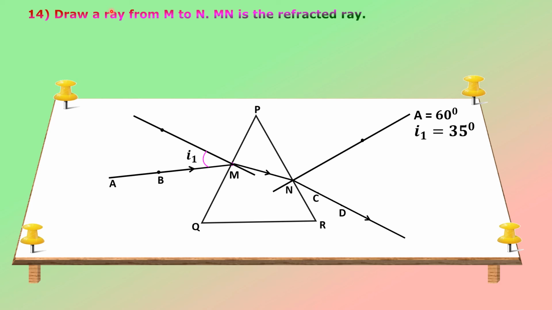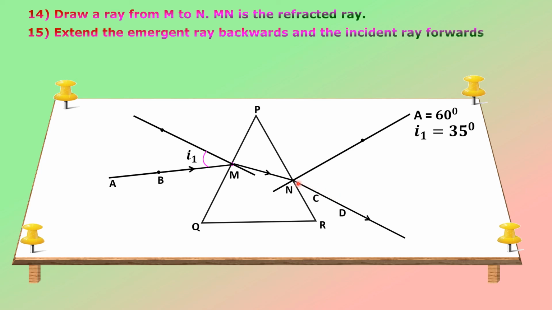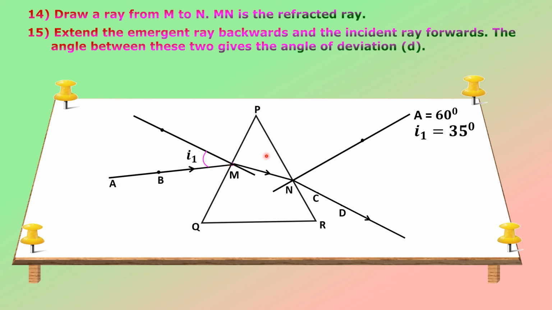So let us see here. Let us extend the emergent ray. So this is called the emergent ray. I am going to extend it backwards, and this is the incident ray, and I will extend this incident ray forwards. So some angle will be formed between these two rays. That angle is called the angle of deviation D.